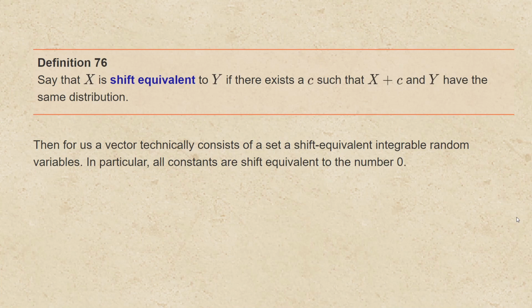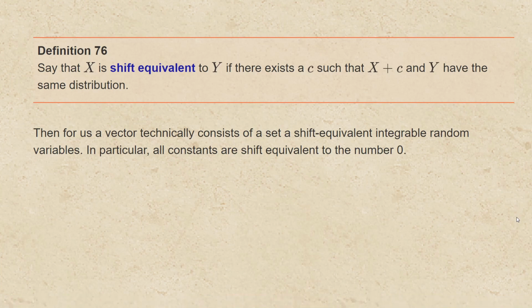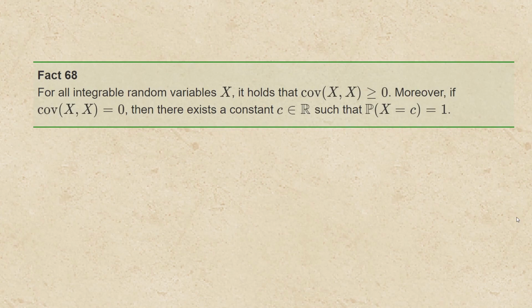So for us, a vector technically consists of a set of shift equivalent integrable random variables. In particular, all constants are shift equivalent to the random variable that is 0 with probability 1. So with that in mind, for all integrable random variables x, it holds that the covariance of x with itself is greater than or equal to 0. Moreover, if the covariance of x with itself equals 0, then there exists a constant c such that the probability that x equals that constant equals 1.